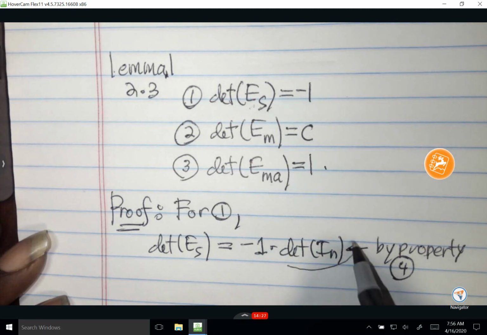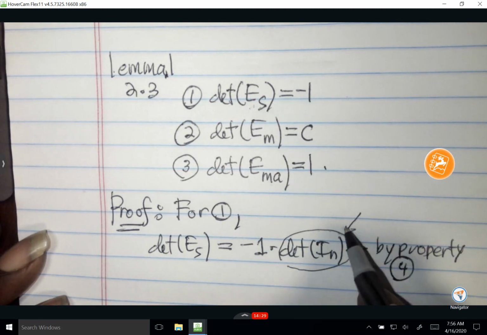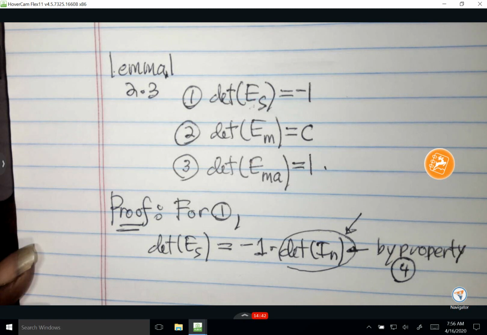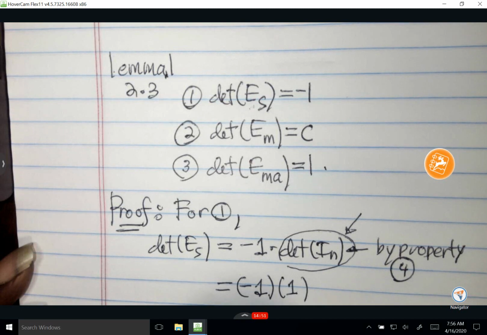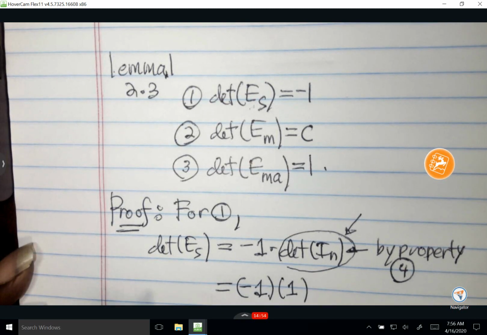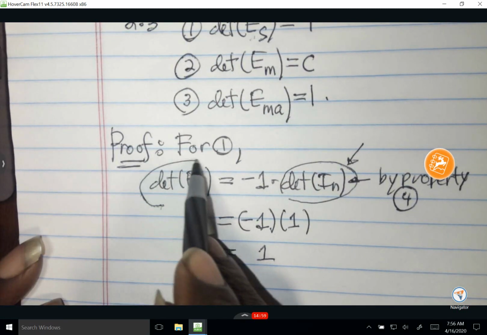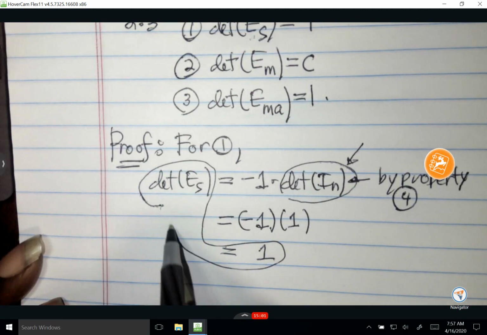Okay, now I'm going to work on this number. Do you know the determinant of IN? It's upper triangular with 1s down the main diagonal. So its determinant, by theorem 1 of 2, 1, is a product of those diagonal entries. When you multiply n 1s together, you get 1. So that's equal to -1 times 1. And congratulations, you proved the first one.